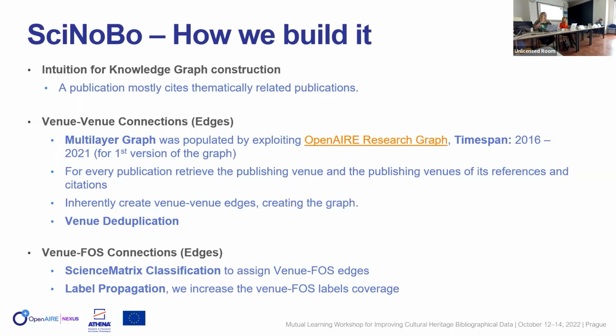And of course, we also deduplicated the venues, so we don't have any issues with that. And then the next step was to create the connections between venues and fields of science. So we originally used the science metrics classification that links venues to fields of science, so to level 3, and then we added the multi-layers. And then we used label propagation to fill out the rest of the graph.